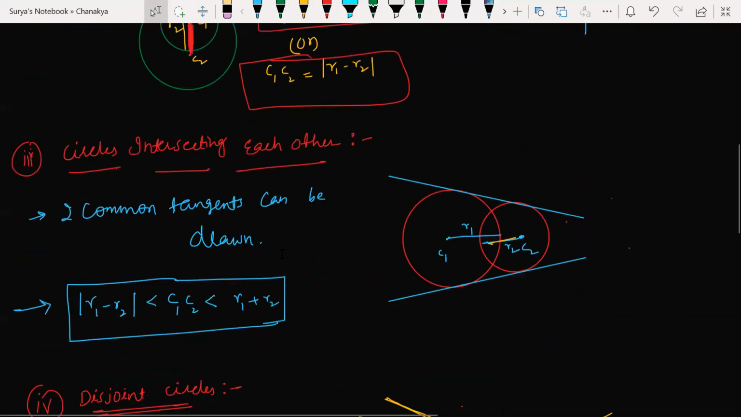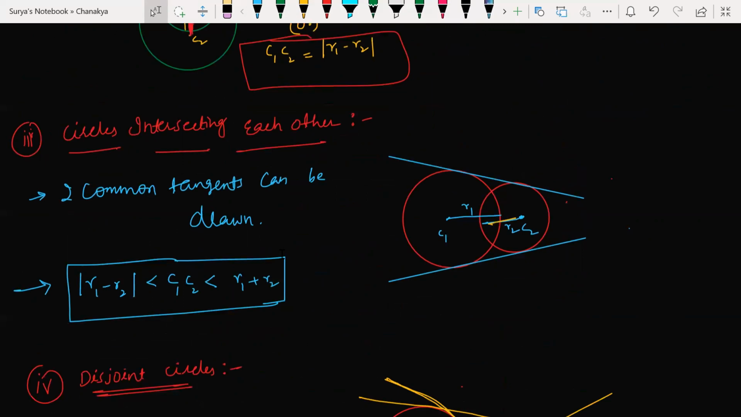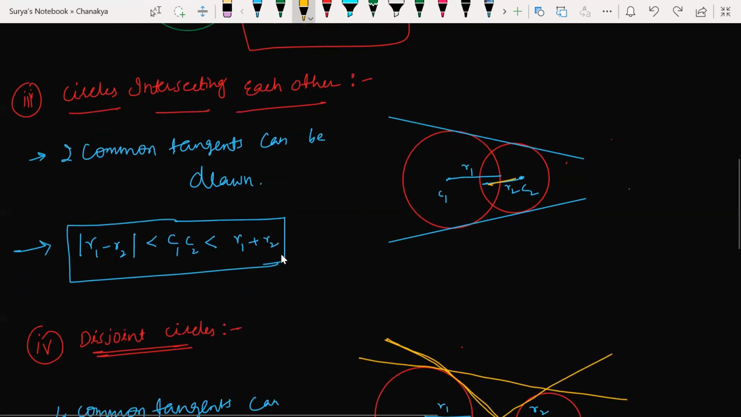Right? So when two circles intersect each other, what exactly is the number of common tangents here? Yes, 2 common tangents can be drawn when two circles intersect. How many common tangents possible? 2 common tangents. And what is the condition? C1C2 lies between R1 minus R2 and R1 plus R2, or you can say R1 minus R2 is lesser than C1C2 and C1C2 is lesser than R1 plus R2. That is the condition when two circles intersect each other.